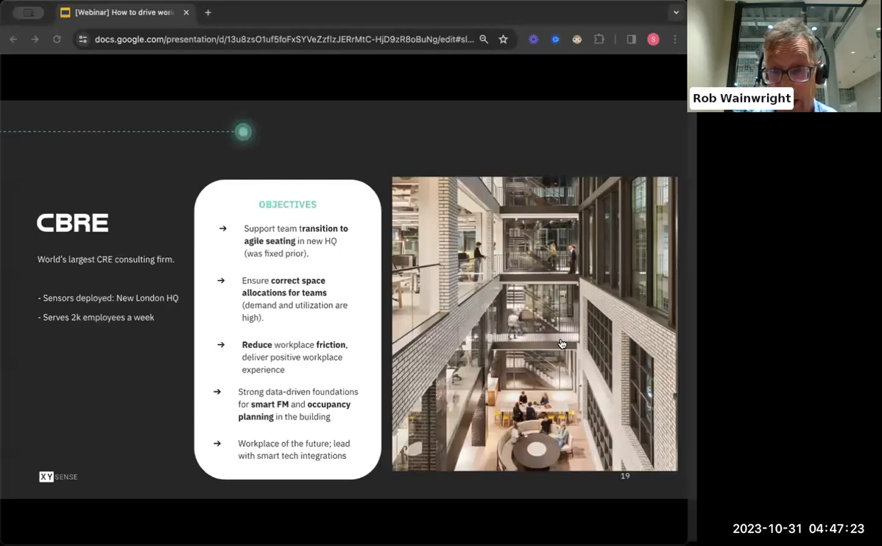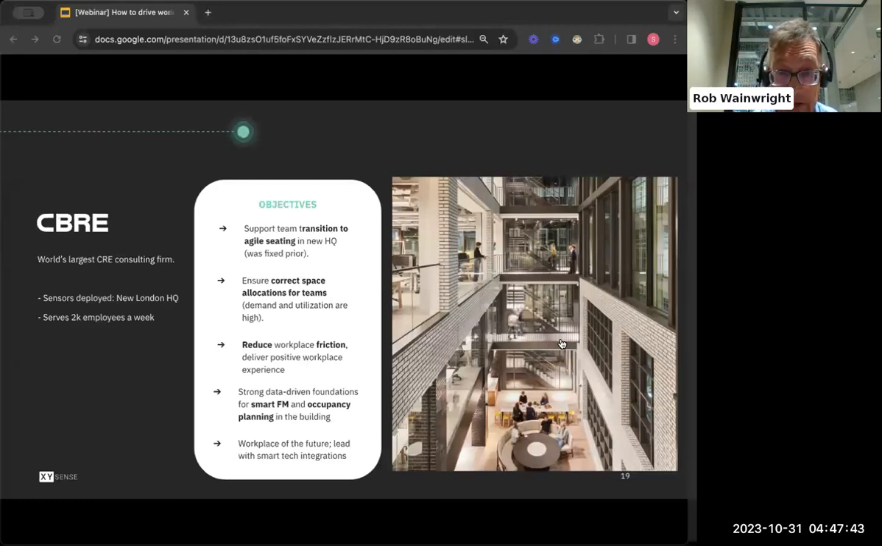And probably most significantly, all of this took place during COVID. So everybody was locked down, nobody was working from the office. So we didn't have any benchmark data for when the building opened for how it was going to be used. So being able to quickly gather accurate utilization data was essential for us to understand usage of the building as people moved in.